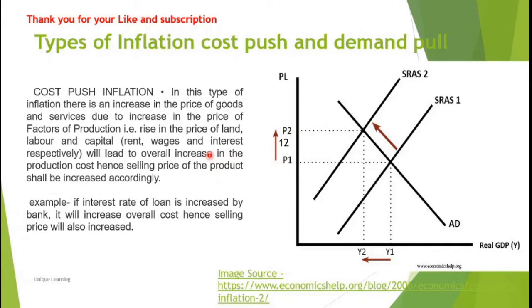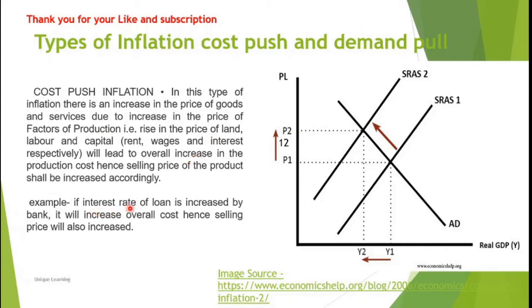If we hire land, we have to pay rent. If we hire labor, we have to pay wages. And if we hire capital from the bank or any financial institution, we have to pay interest. So any increment in the price of these factors of production will ultimately increase the overall manufacturing cost of the product, and also the selling price of the goods or services.